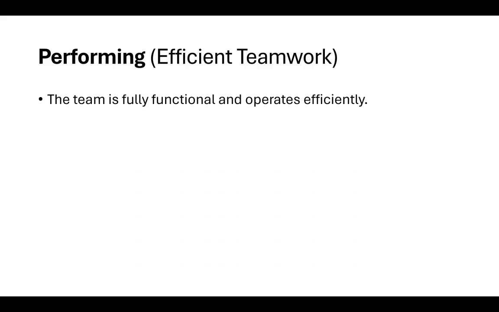Moving on to the fourth stage, and that was in 1965. This was the final stage, right? So after norming, what happens? We start functioning, we start performing. The teamwork actually comes into coherence, right? So they become fully functional. They start to operate efficiently.